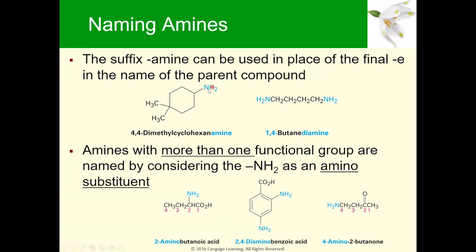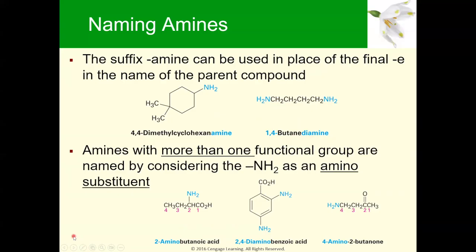So you see, we just took the normal alkane name. If this was just a hydrogen rather than an NH2, whatever that alkane name would be, we just changed the suffix to amine. And here again, we've got butane, 1, 2, 3, 4 carbons, so butane. But it also has 2 amine functional groups on it on either end, so we would number it 1,4-butanediamine.